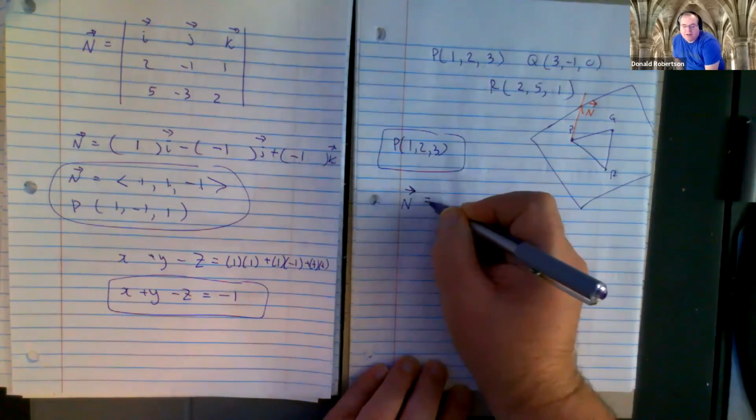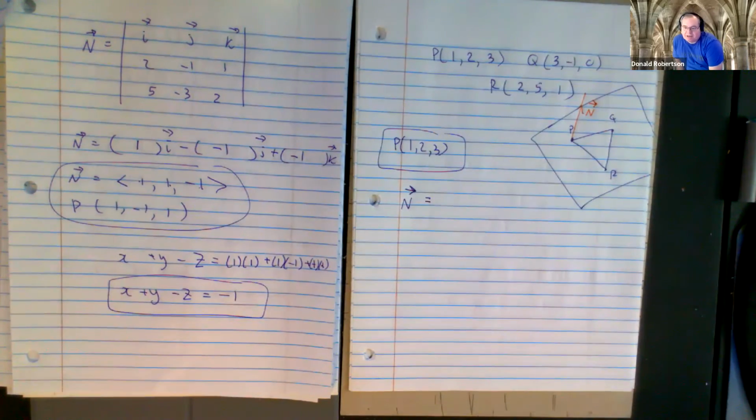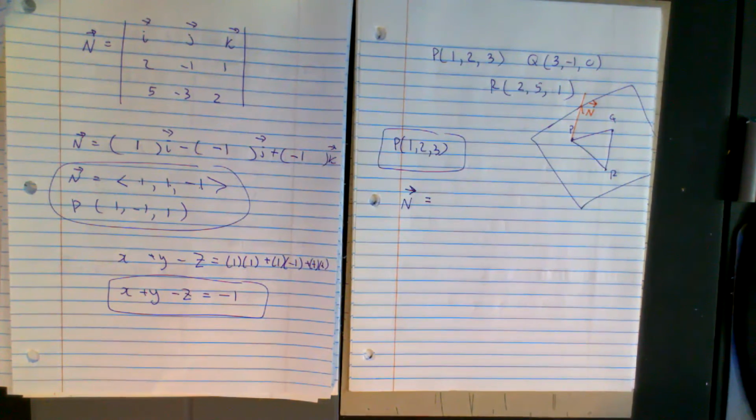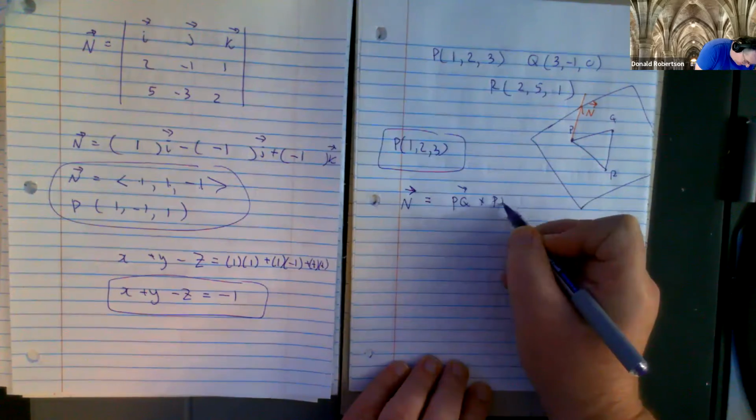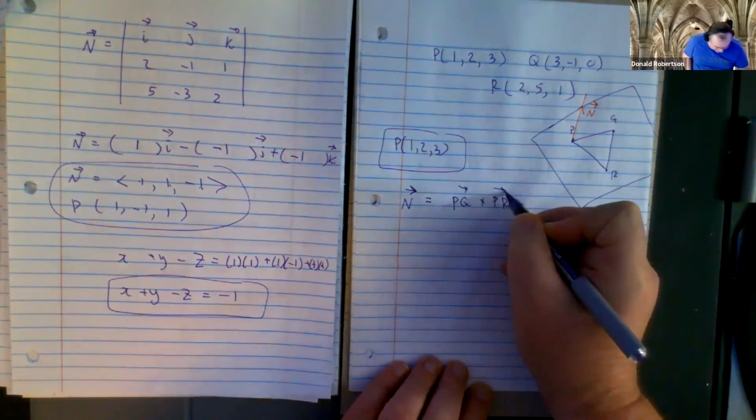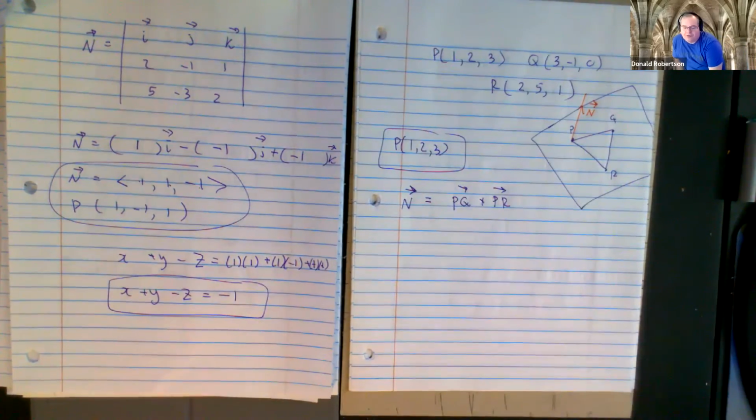Can anyone tell me how they would go about getting that guy? Do the cross product of PQ and PR. You nailed it. You're right, exactly what you should do. What made you think that, what was going through your head, for the benefit of others?